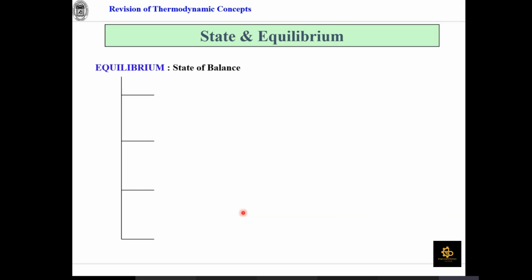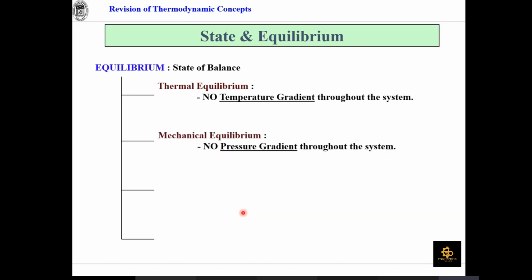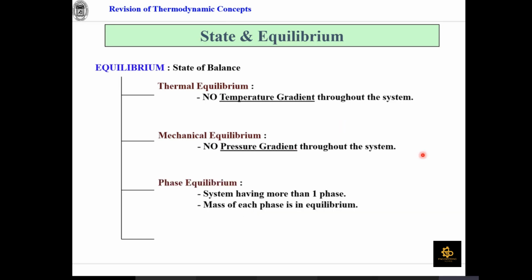Whenever we are talking about a thermodynamic system, there will be a term equilibrium, which is called a state of balance. The state of balance means that there will be thermal equilibrium, which means there is no temperature gradient throughout the system. Then there will be mechanical equilibrium, with no pressure gradient throughout the system. Then phase equilibrium: the system has more than one phase and the mass of each phase is in equilibrium. Chemical equilibrium: chemical composition is constant and no reaction occurs. I hope you already have the knowledge of these things, because I am not going into the detail. I'm just going through it quickly so that you know what we have to do in this course.